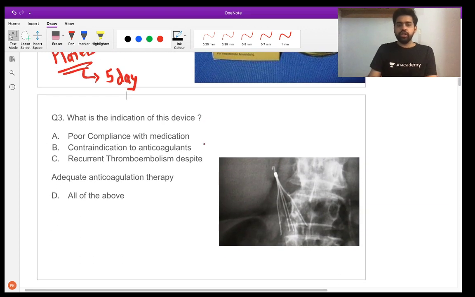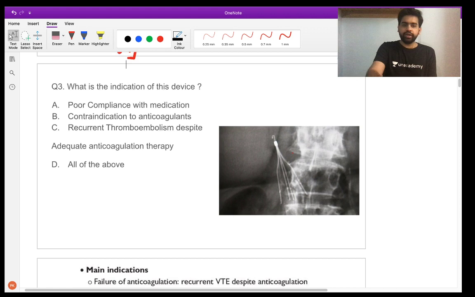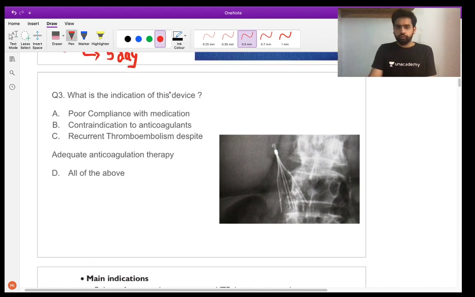What is the indication of this device? Okay, so this is something which you might not have seen, or it's very simple, not that great a big deal. So what is the answer to this particular question? What is an indication of this device? Before going to the MCQ, can you tell me what is this device? So Jyoti, I want you also to participate, and any other person who is online, I want you guys to participate.